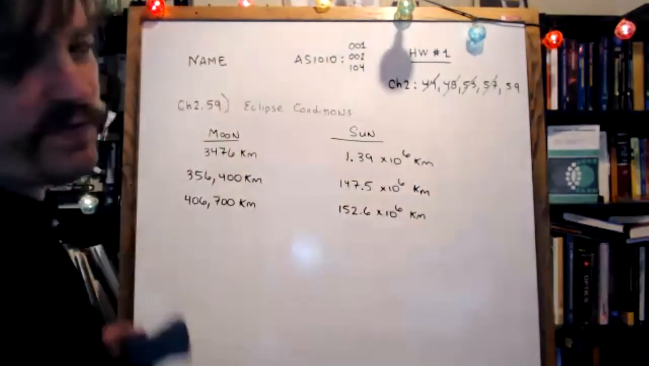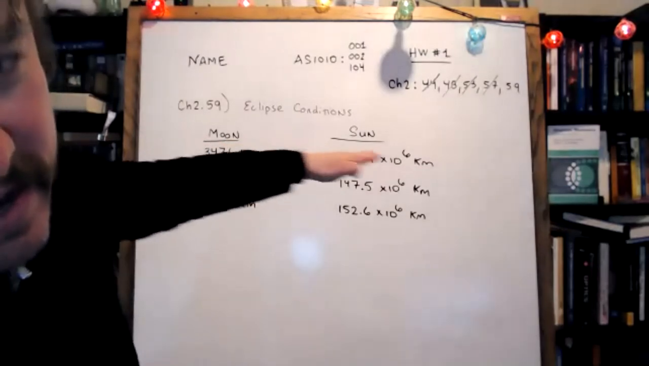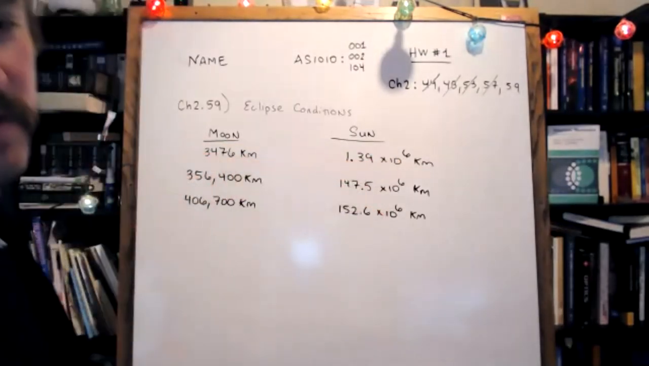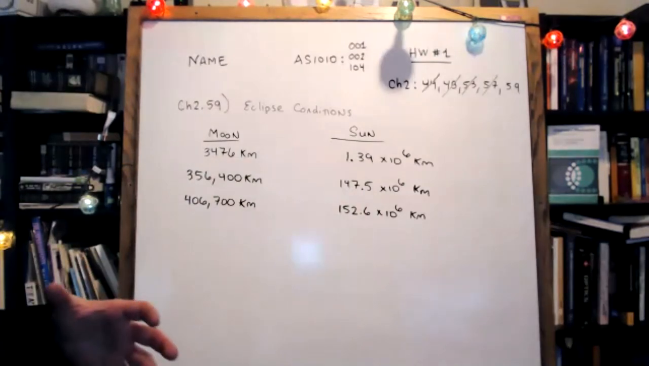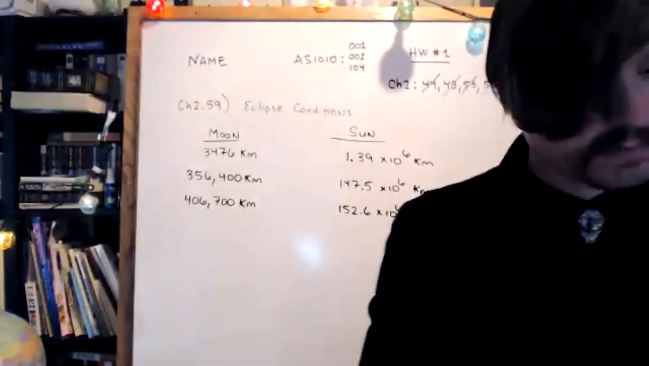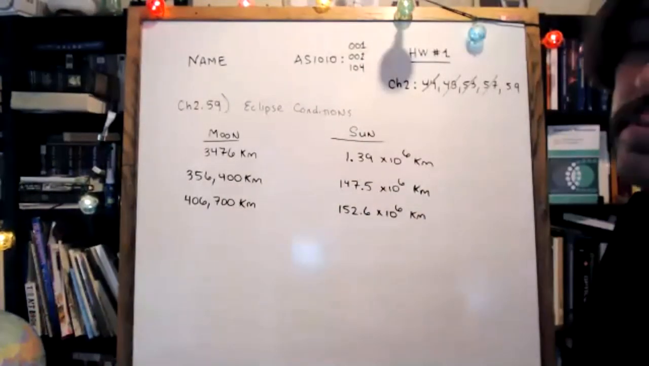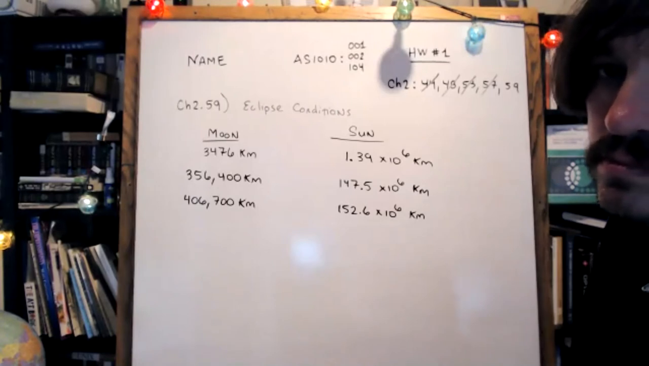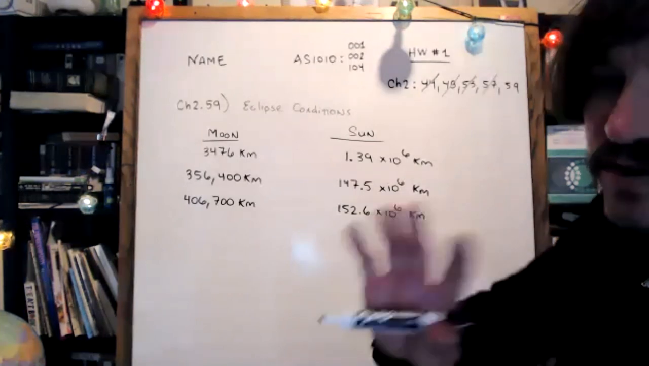Okay. So we have quite a few givens. We have the diameter of the sun and moon. We have the distances. What does it ask us to do in part A, or after that? Part A: find the moon's angular size at its minimum and maximum distance from the Earth. Okay, let's just stop there.